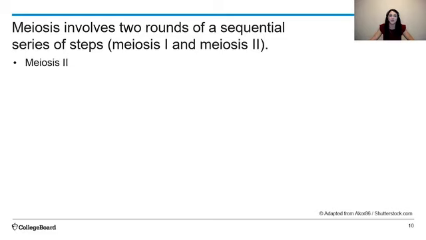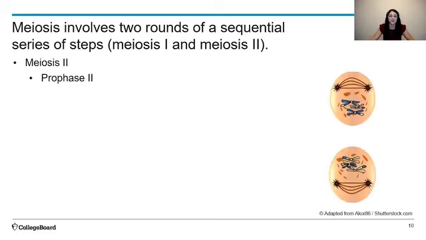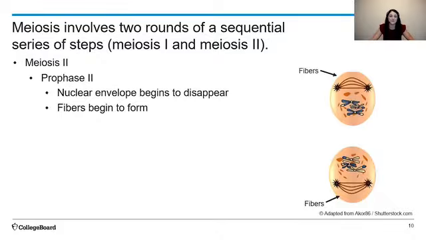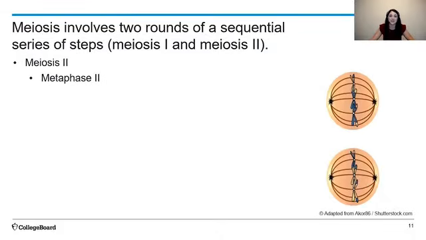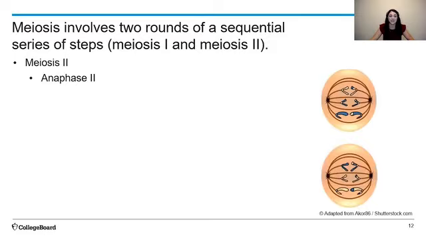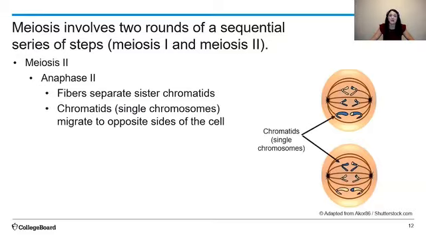In meiosis 2, the first phase is prophase 2. You can see both of our daughter cells starting in that phase here. The nuclear envelope begins to disappear, fibers begin to form, and then we move on to metaphase 2, where those fibers align the double chromosomes across the center of the cell. Notice those double chromosomes are now lining up single file in metaphase 2. In anaphase 2, the fibers are separating sister chromatids, and so now in this phase, the chromatids or single chromosomes are going to migrate to opposite sides of the cell.